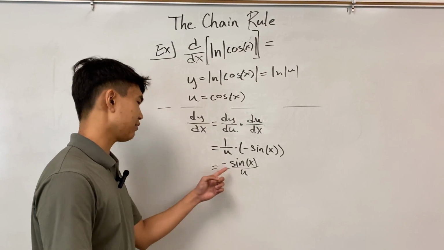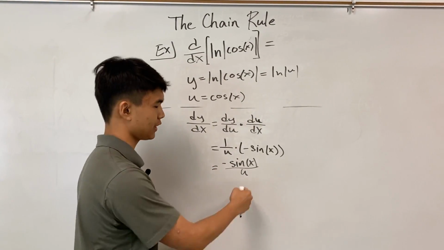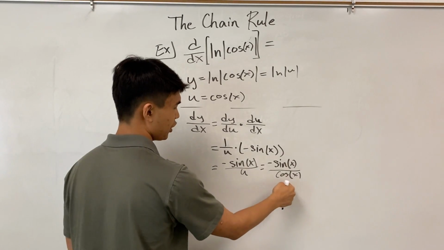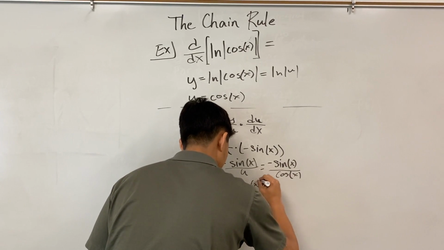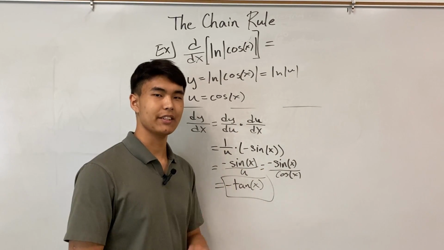But remember, we can't have u in our answer because we made it up, so we have to substitute back. Now I substitute it back for u, and look at that. This simplifies to negative tangent of x. And that's our final answer. And that's how you use the chain rule.